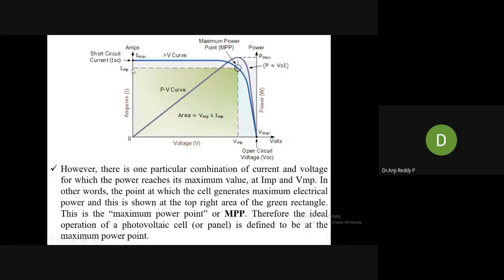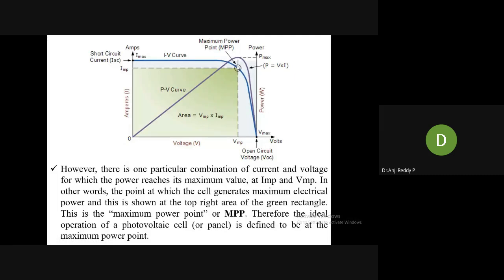Just take one rectangle here. This green colored area is the rectangle. The top right corner of the green rectangle is the point that gives the maximum power, the maximum power point, MPP. Therefore, the ideal operation of a photovoltaic cell is defined to be at the maximum power point. Always we have to operate the solar cell at the maximum power point condition. Then only it will give maximum power.